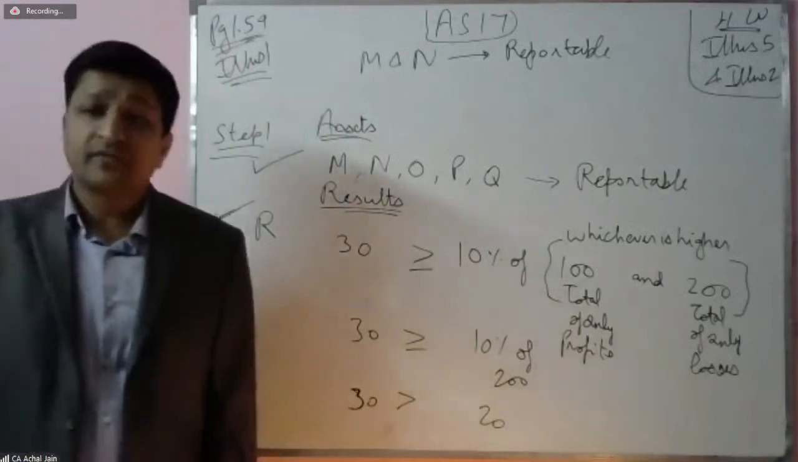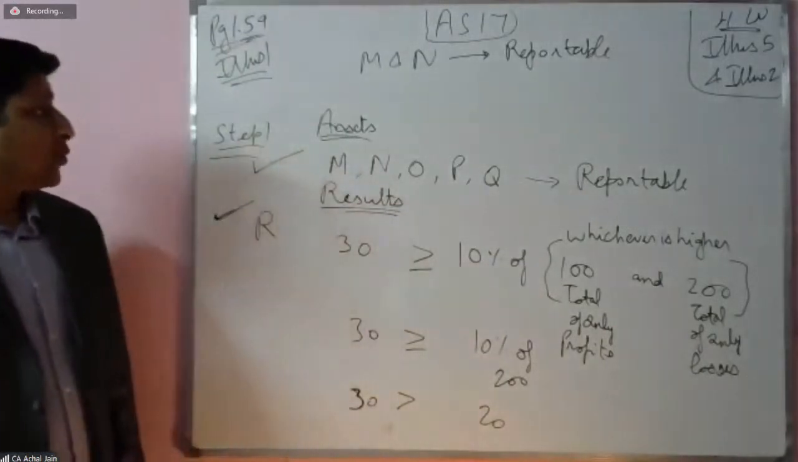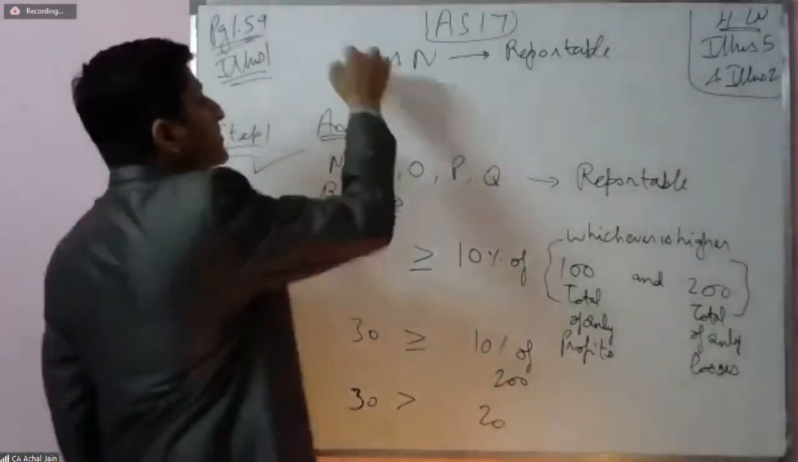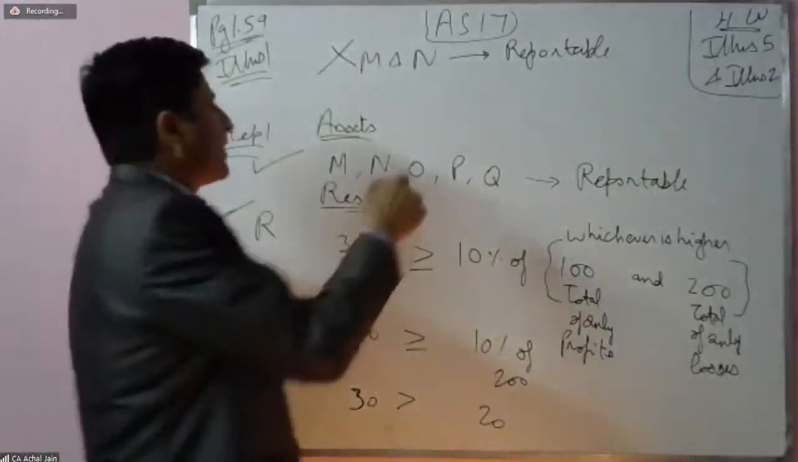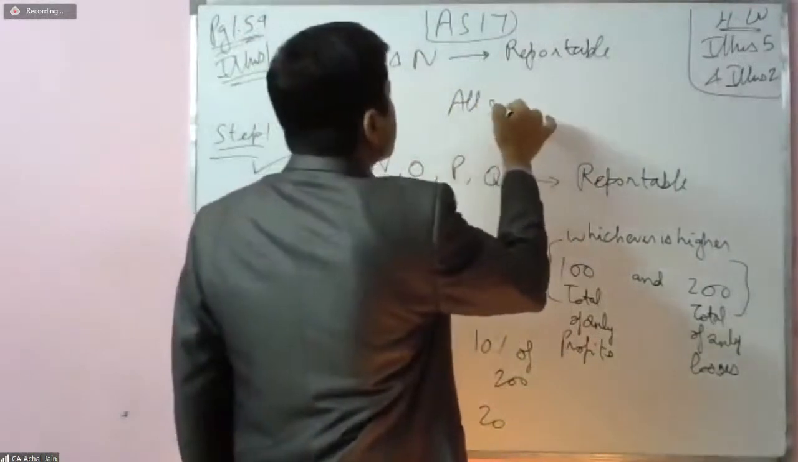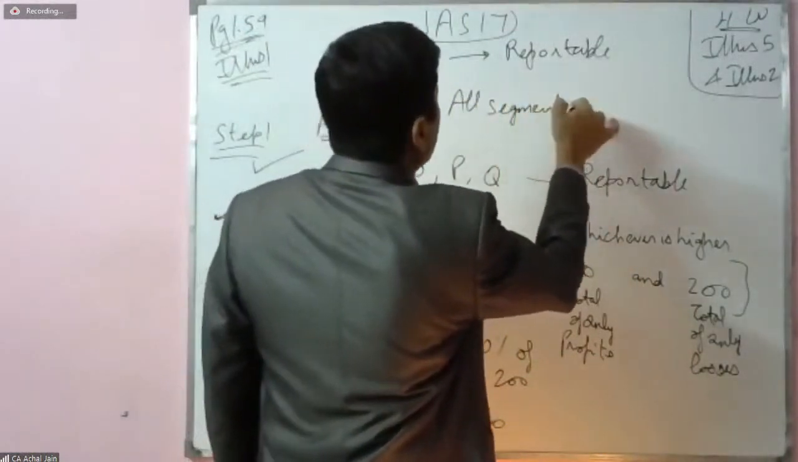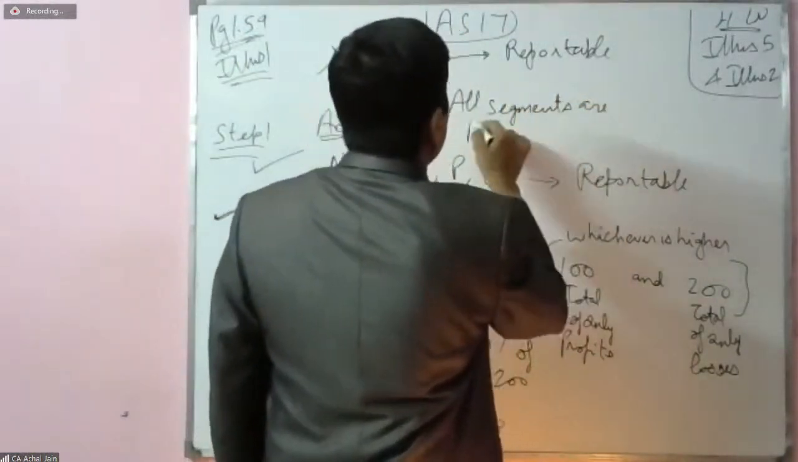So that's why, what do we say? That all the segments are reportable segments. So the contention of the chief accountant is absolutely wrong. What do we find? All segments are reportable.